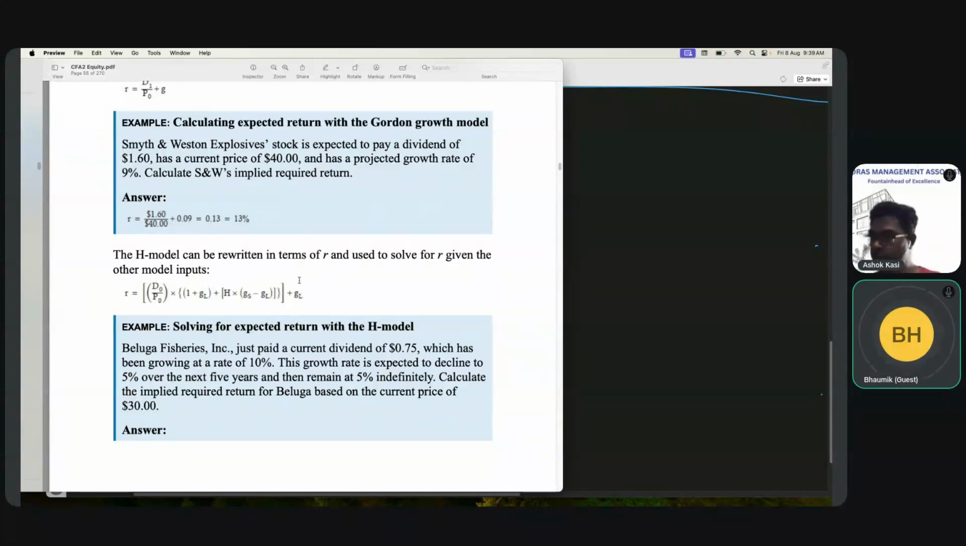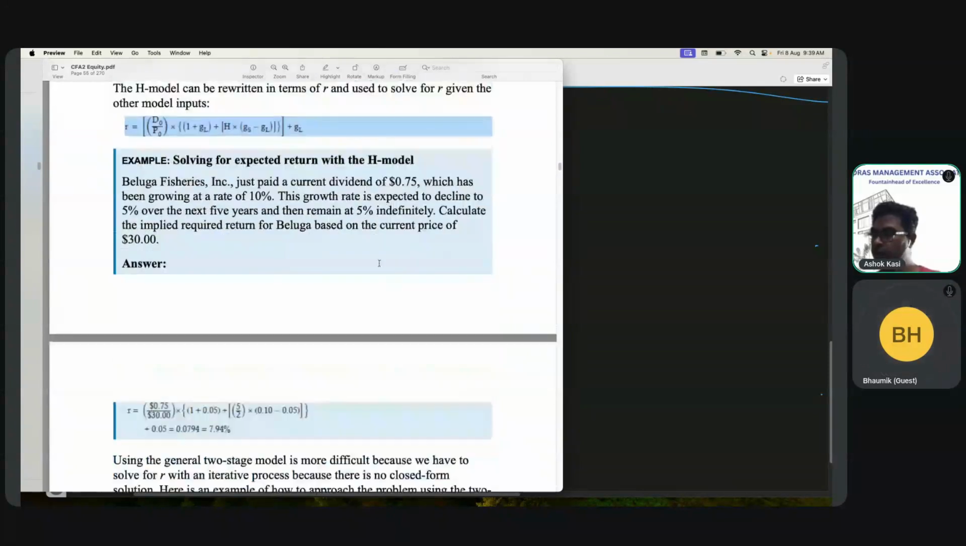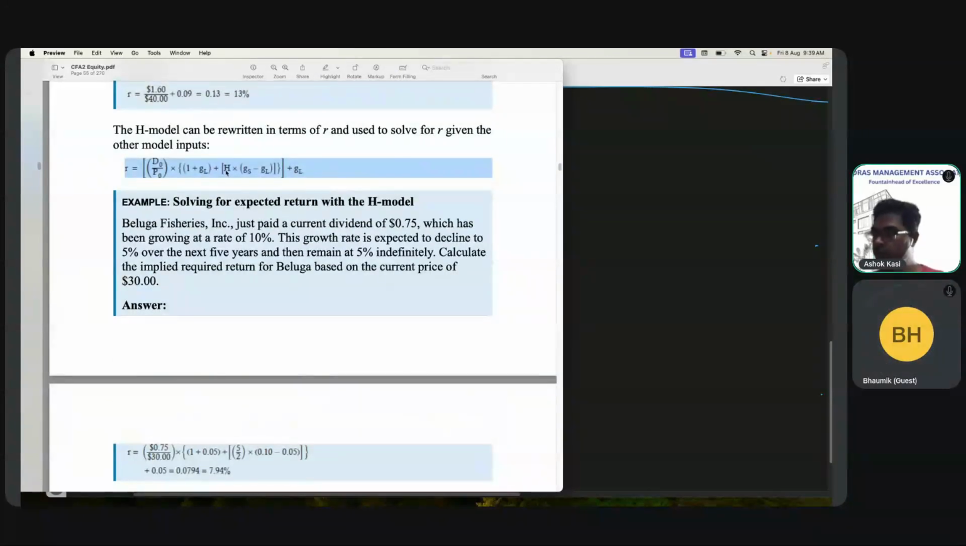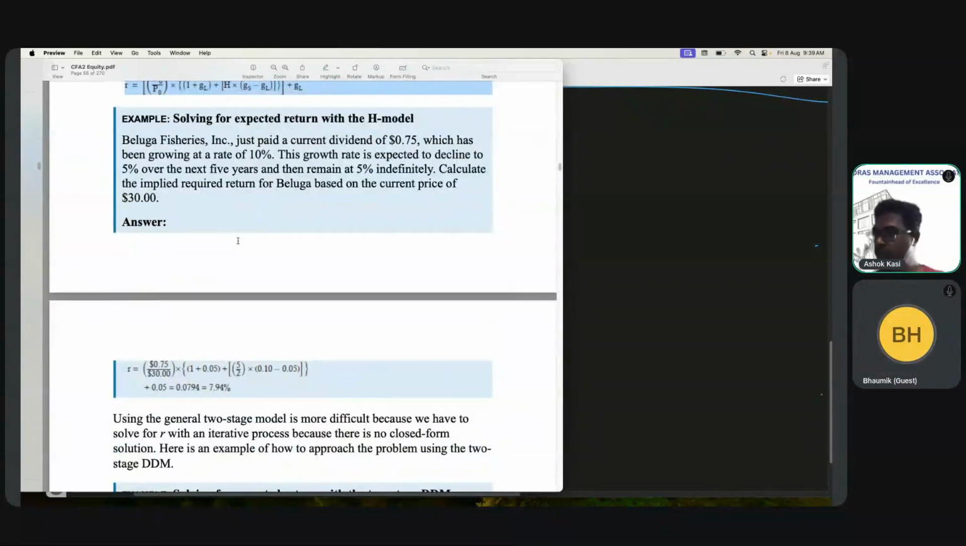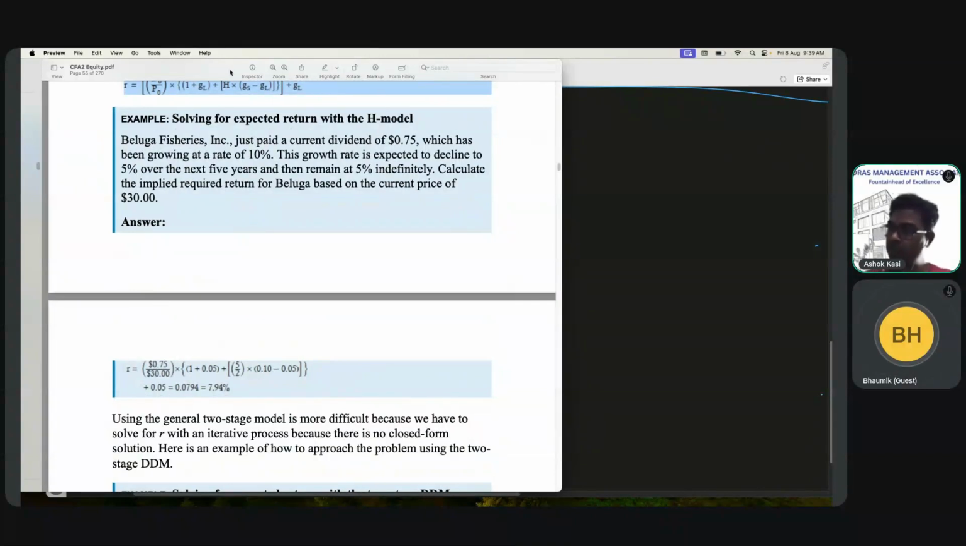The next one. The H model can be rewritten in this format, but we don't have to follow that format as such. Why unnecessarily remember another formula? We can use the existing one only and do some algebra and find it out. So there is no need to remember this formula.